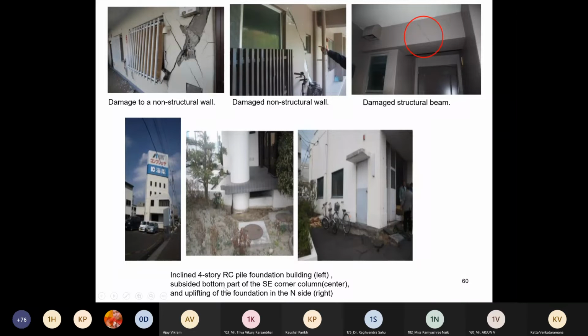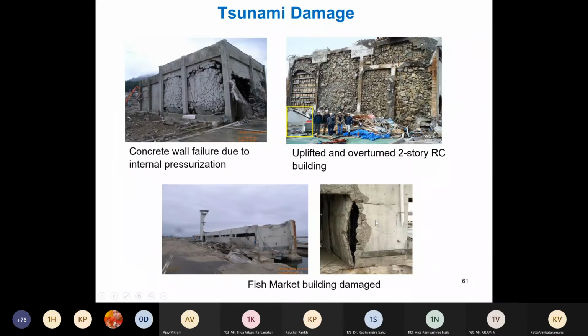A subsided bottom part of the southeast corner column. So this column has subsided, and there is uplifting of the foundation in the north side. So the southeast side corner column subsides, and on the other side you can see here, north side, there is uplifting of the foundation.